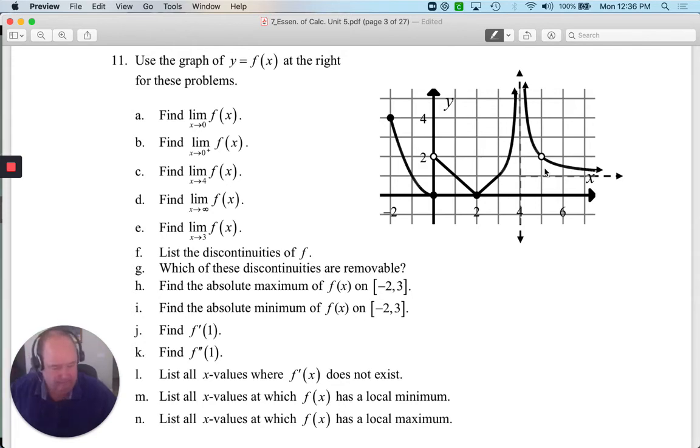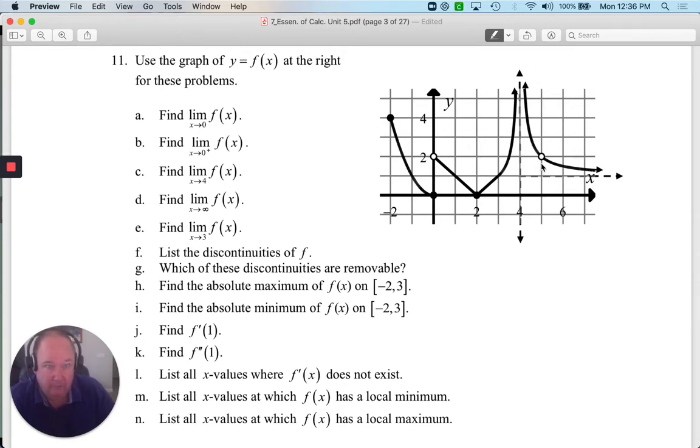G. Which of these discontinuities are removable? So it's removable if the limit still exists. So 0 is not removable. The limit doesn't exist. Technically, at an asymptote, infinity means it does not exist, technically.